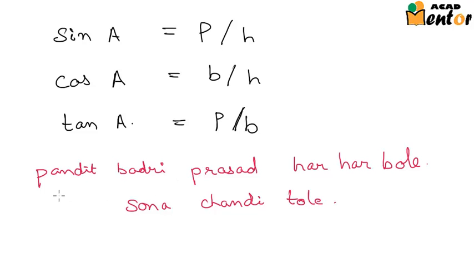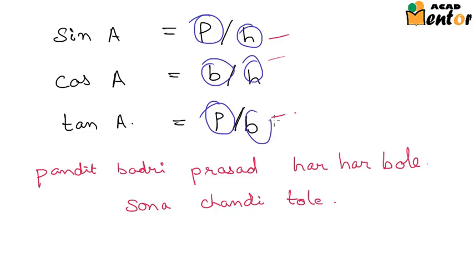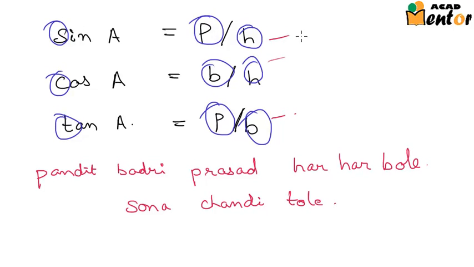If you remember this, then you will be able to remember all these ratios. And you know the other three are just inverse of these. So how to apply this trick? Here Pandit Badri Prasad in the numerators. In the denominator we have Hari Hari Bole and Sona Chandi Tole. I hope this helps you remember the ratios. It's always good if you remember the ratios without this, but initially I think you might need to use this.